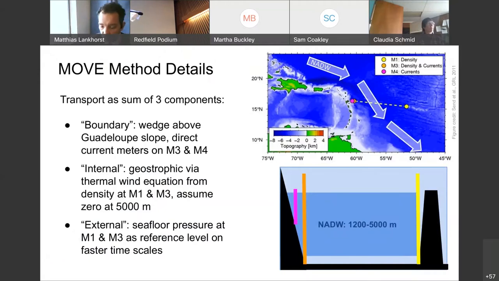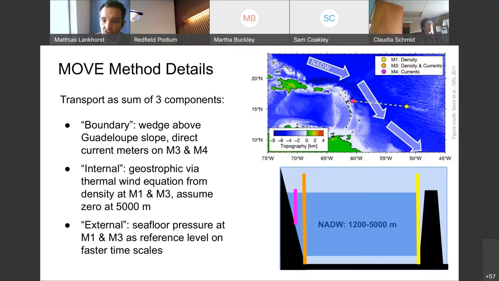We compute the ocean volume transport in that NADW depth layer as the sum of three components. First, there's the boundary component. That's the wedge above the continental slope on the west. That's observed with current meters on the magenta and the orange mooring there.